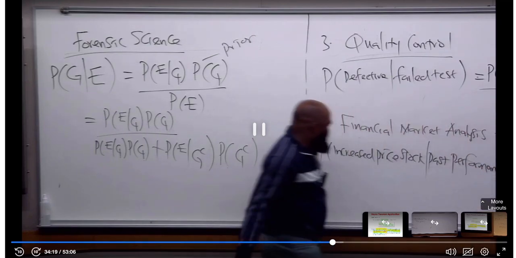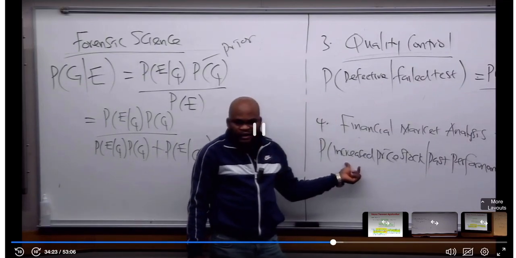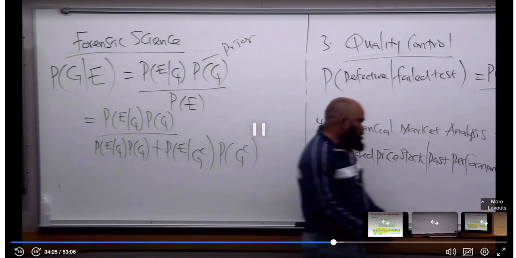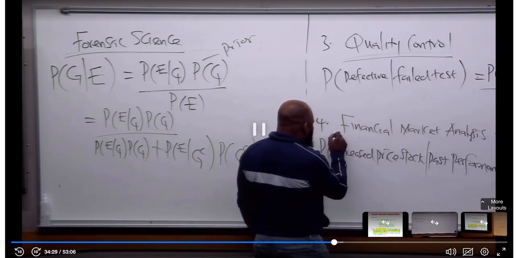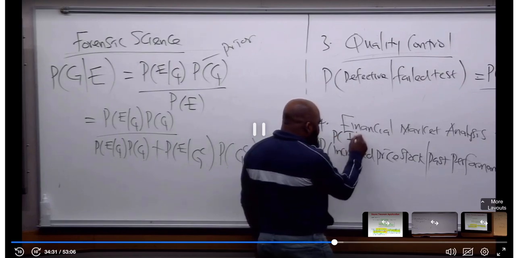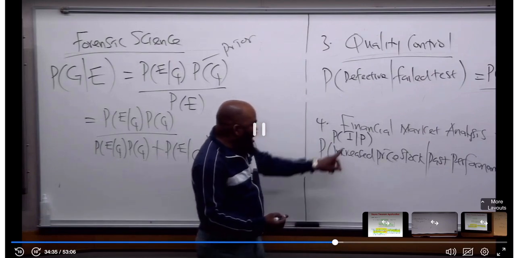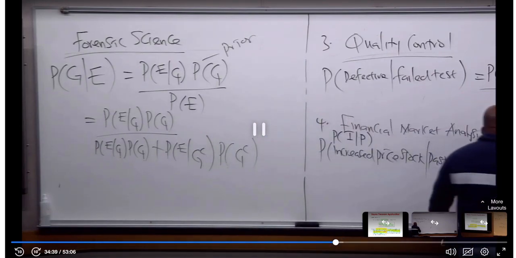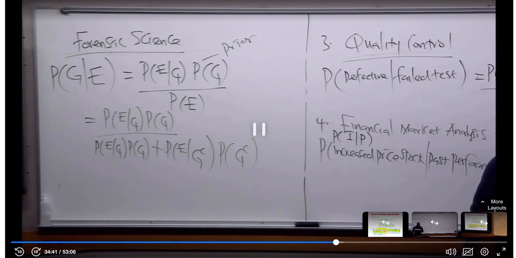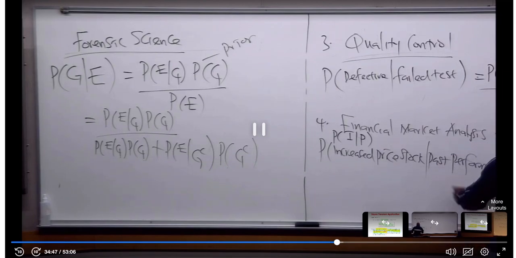Okay, so now given past performance, I want to find the probability that the stock price is going to increase. So similarly, without wasting my time, let me just say this is P(I|P), where I represent increased price and P, past performance. So this is going to be P(P|I) multiplied by P(I), divided by the probability of P.